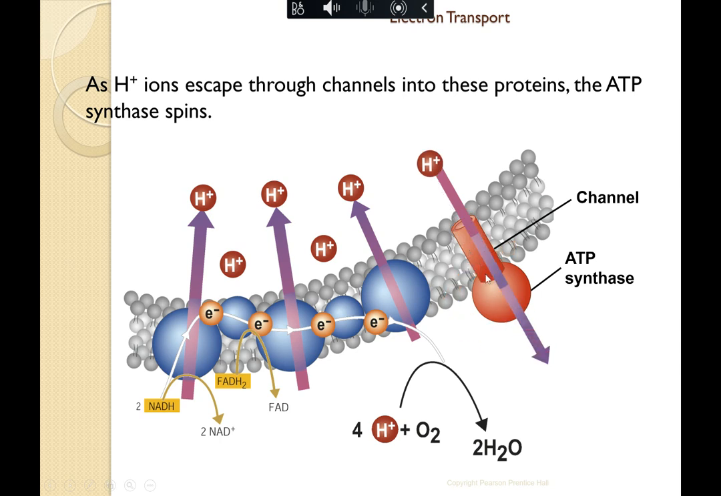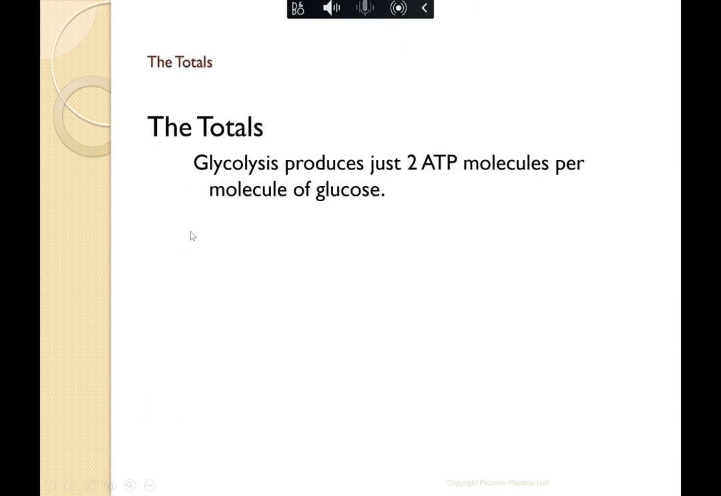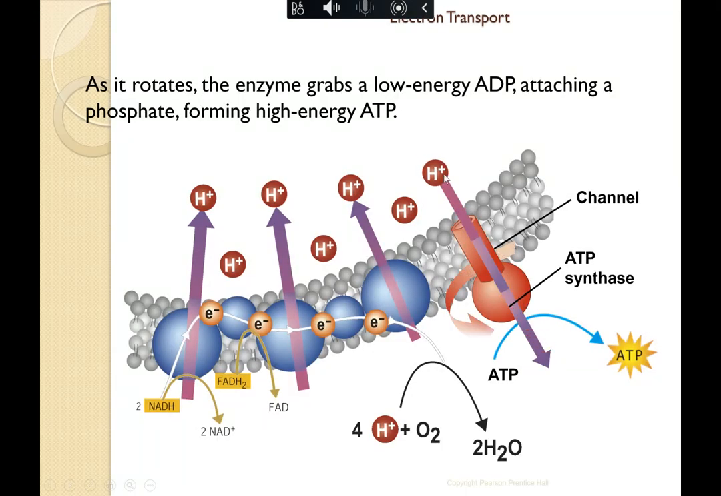This also happens to be an ion channel. So the only way these H plus ions can escape to the other side of the membrane is by going through this channel. Their movement through this channel spins this protein, and it's actually the spinning of that protein that will add a phosphate to an ADP. So this basically assembles the ATP and puts it together. It's the movement of all of those ions that moves this structure that creates or assembles the ATP.